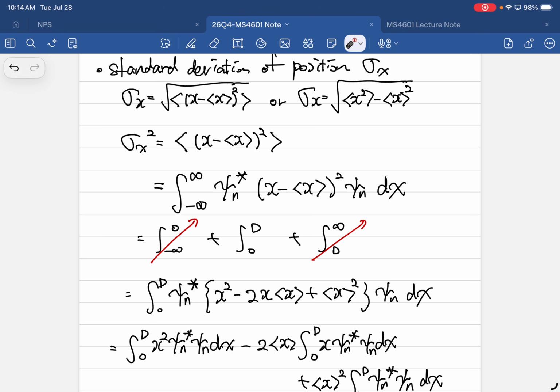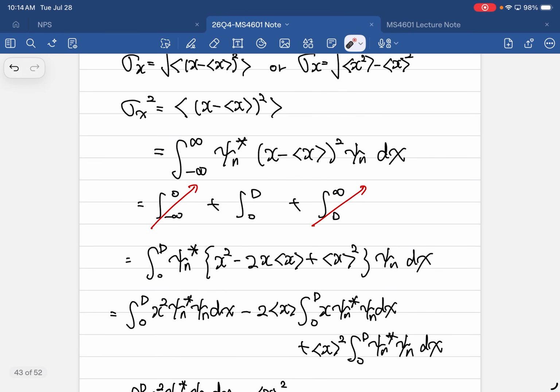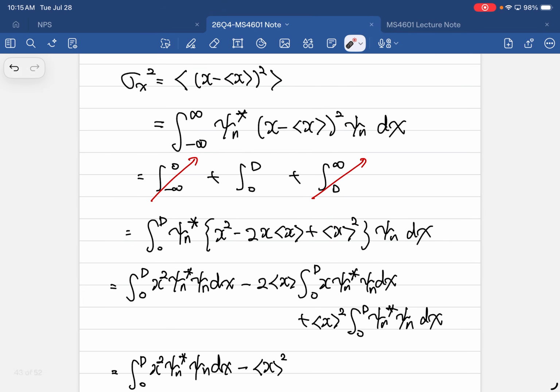So that is x squared minus 2x times x bracket, the average or expectation value, plus x bracket squared. We already know x bracket is essentially a constant, d over 2. In each term, x squared is the variable, but x bracket is a constant, so it comes out of the integration. And this x bracket squared is also a constant and comes out. This is essentially what we get.